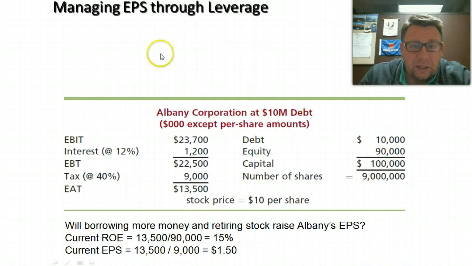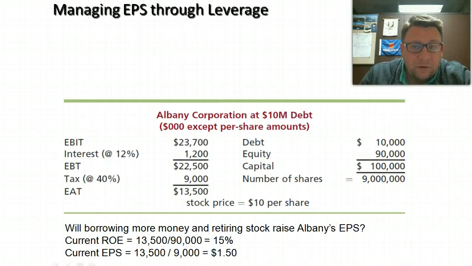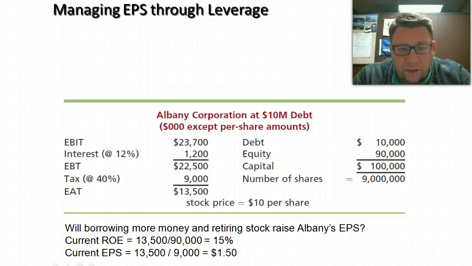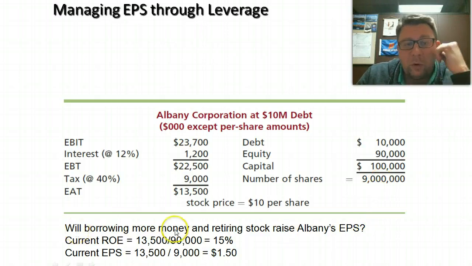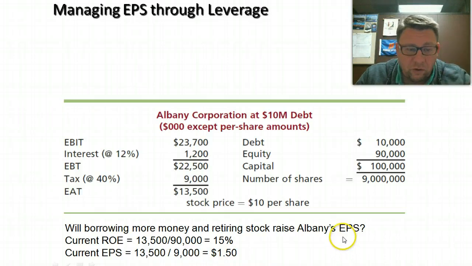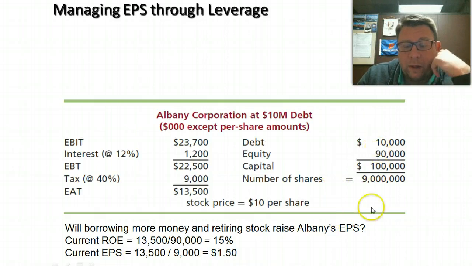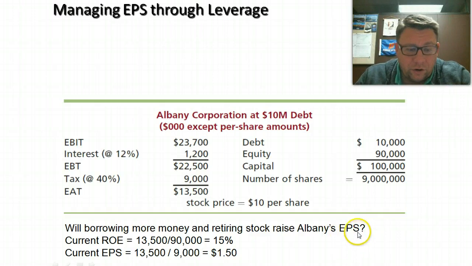Okay, here's an example. Let's move that up just a hair. Let's look at this example. So the Albany Corporation, they have 10 million in debt. You can see that here, right? 10 million, so 90 million in equity. And the question is, will borrowing money and retiring stock raise our earnings per share? So if we issue bonds or otherwise borrow money and use it to pay off equity, will that increase our earnings per share and return on equity?